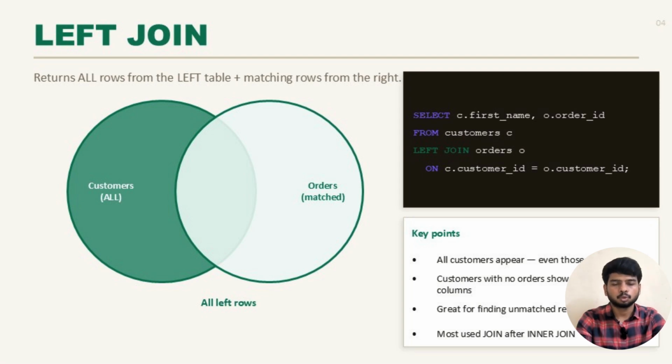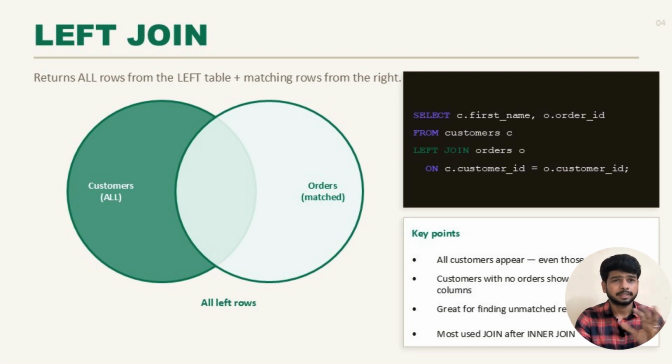We will go through the syntax and get more idea about it. It's the same syntax, we just put left here instead of inner. The whole code will be the same, we just replace it with left. Select C dot first name, O dot order ID, O dot status from customers C left join orders O on C dot customer ID is equal to O dot customer ID. So here was the syntax.